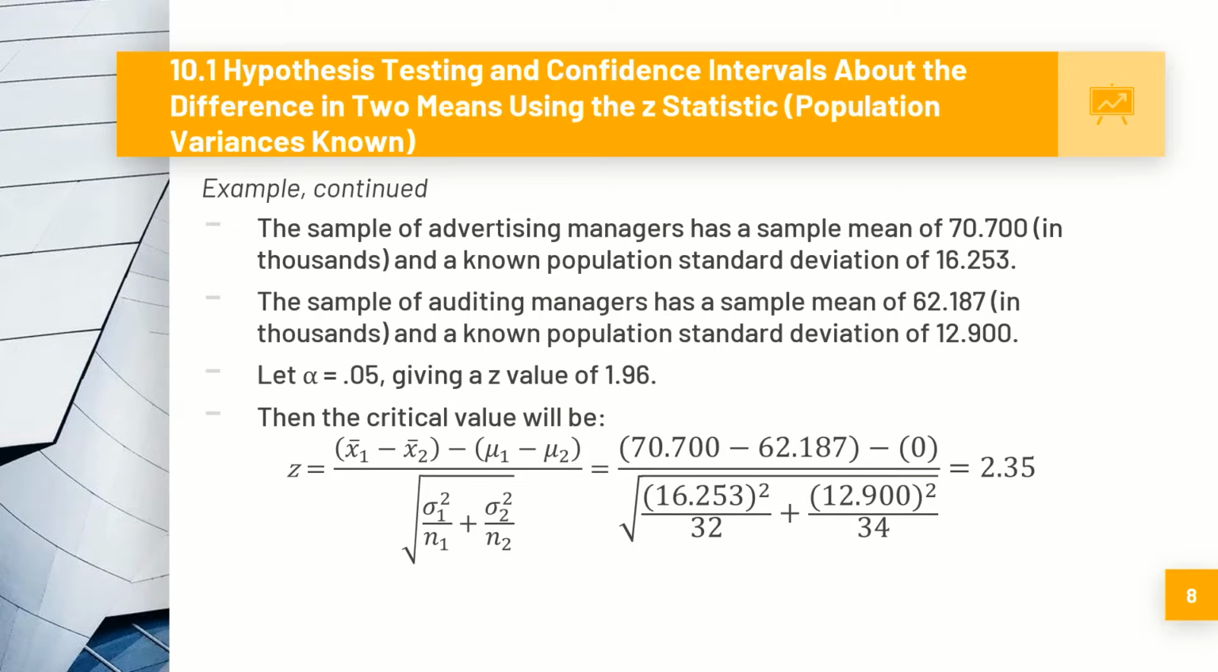To compute for the critical value, it would be 70.700 minus 62.187, which are the means of both samples, your advertising managers and auditing managers, minus 0, since we are not provided with the average salary for the whole population, divided by the square root of 16.253 squared over 32, which is the population standard deviation and the number of samples for group 1, plus 12.9 squared over 34, which is the standard deviation for the population and the number of samples for group 2, which would give you a result of 2.35.